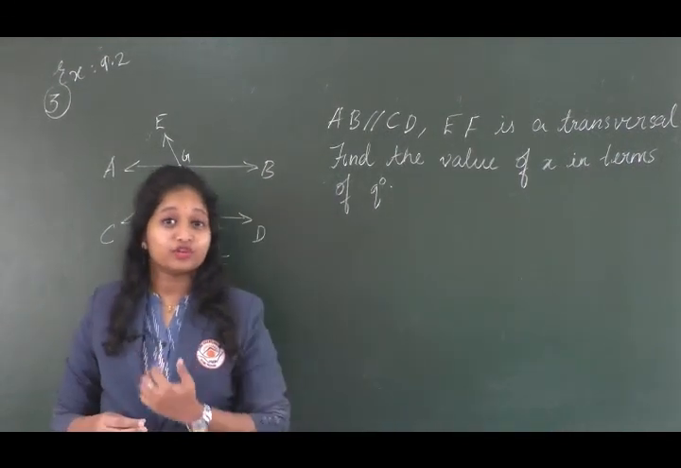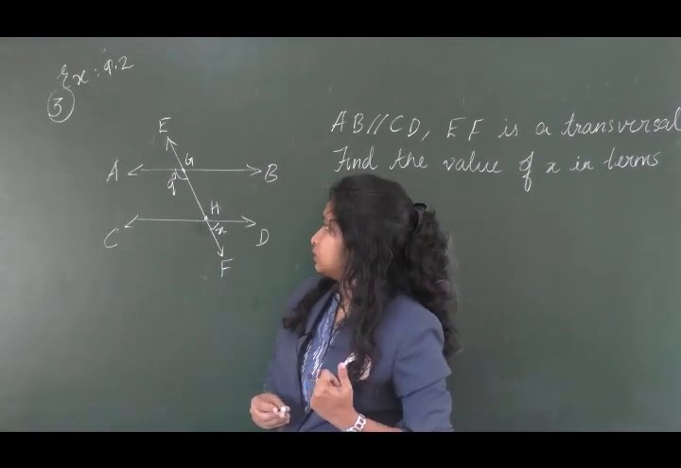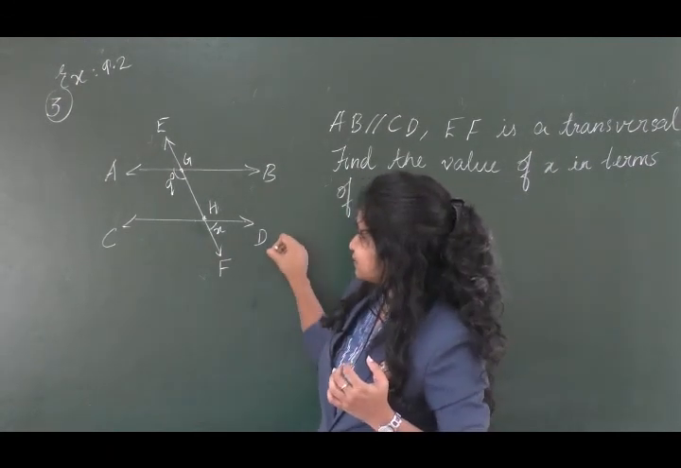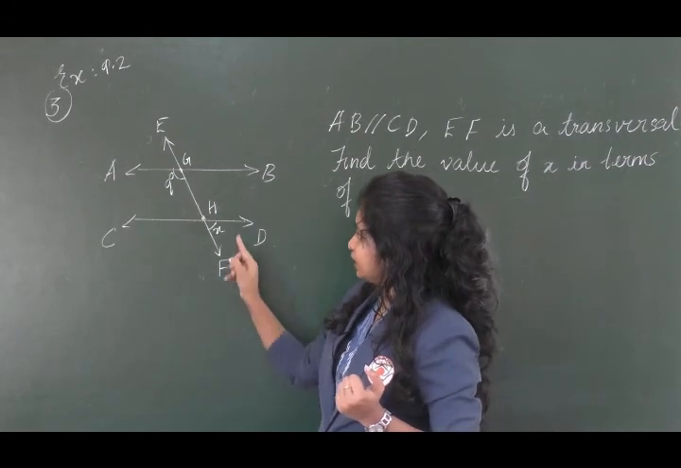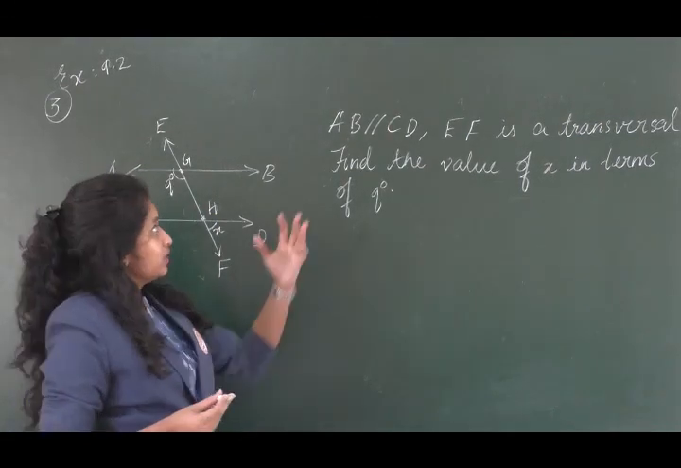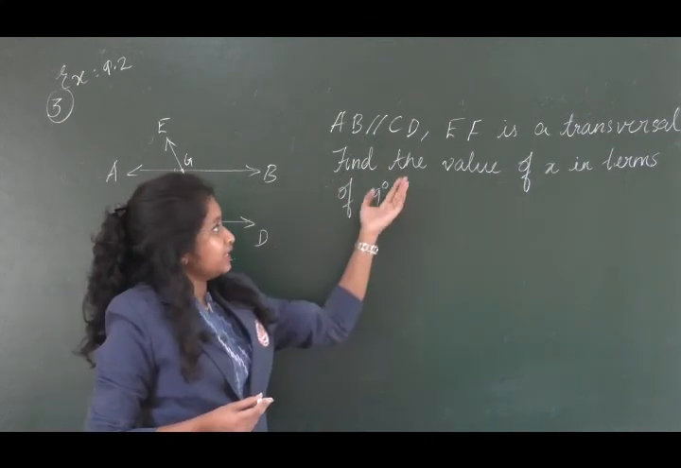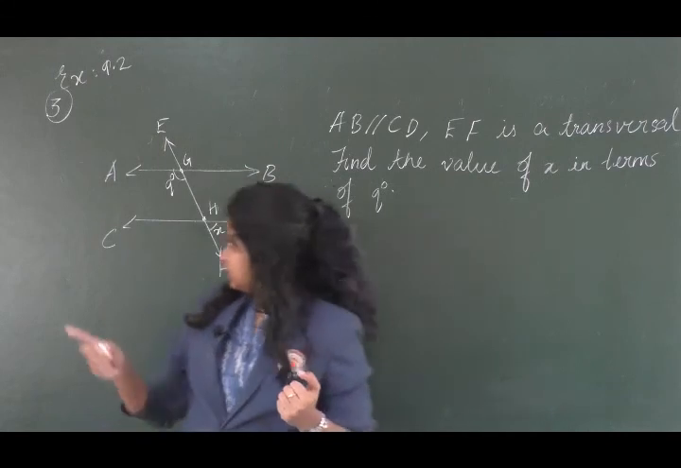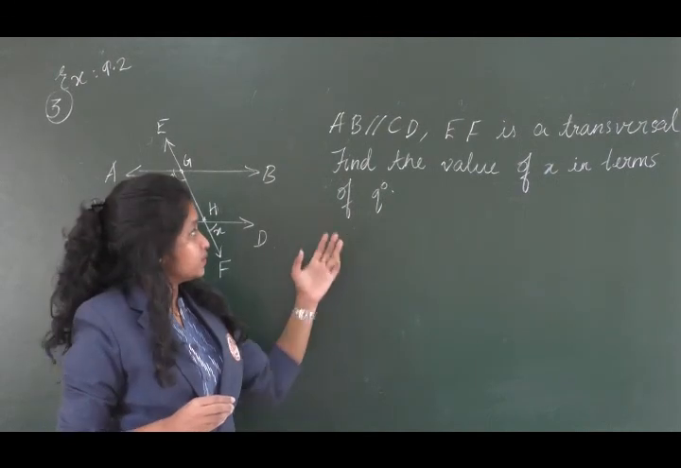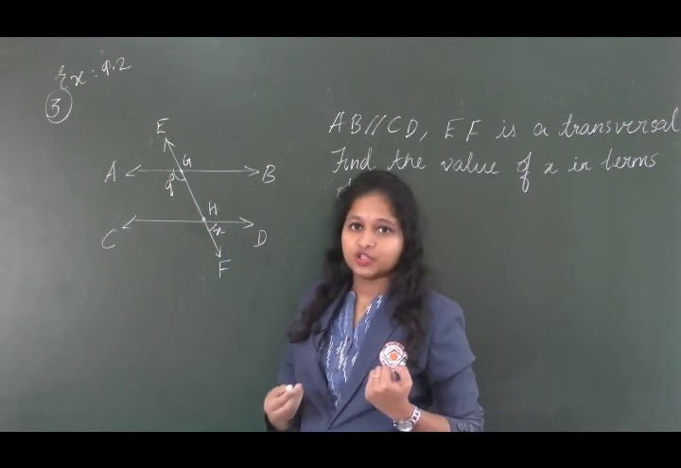So children, I have one more question from exercise 9.2, question number 3. The figure is given like this. Two parallel lines AB and CD, and this is angle q, and this is x. Okay, so what is given is AB is parallel to CD, and EF is a transversal. Find the value of x in terms of q degrees. So we have to find the value of x in terms of this q degree.